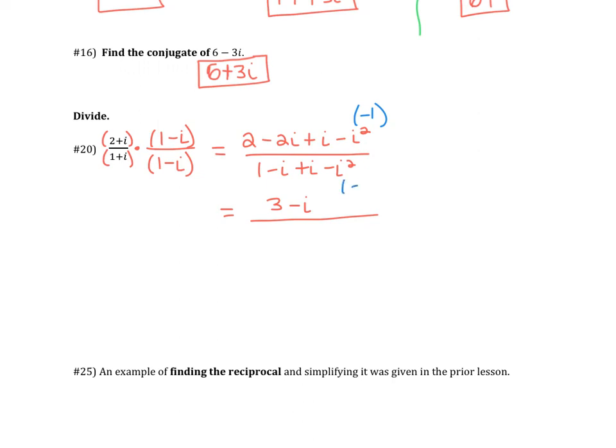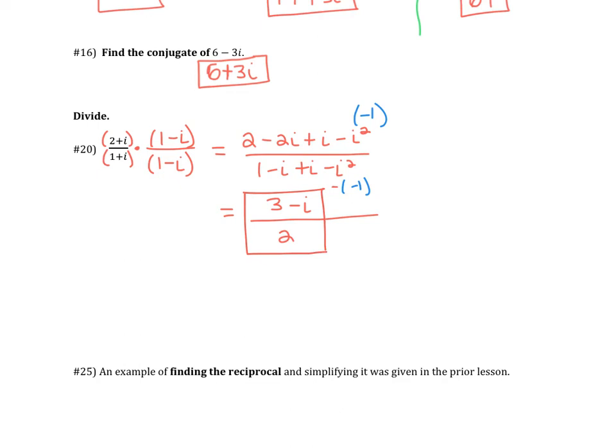Again, this i squared is going to become negative 1, but keep in mind this negative sign right here is still going to get applied down here. So we're going to have a 1 minus a negative 1, so that'll become a plus 1 right here. So we'll have a 2 in our denominator. And then if we take a look at our i terms, negative i plus i, that goes away. So we have come up with our final answer right here.